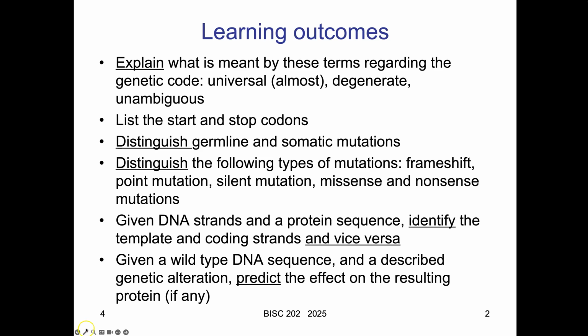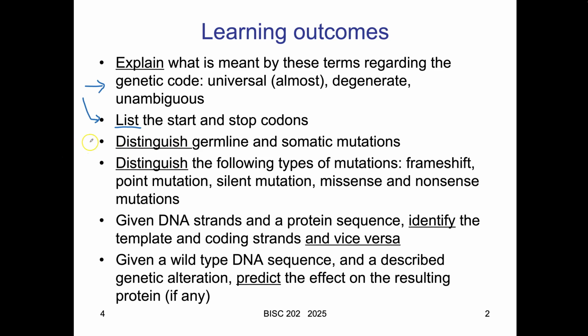This one was probably covered in the previous lecture, and the same with this. So from lecture 5, this information, that should have been underlined. So be able to explain what it means, that the genetic code is almost universal, that it's degenerate, what does that refer to, that it's unambiguous. And it would be helpful to know the start and stop codons, especially as practice for some of the kinds of questions you might be asked to answer.